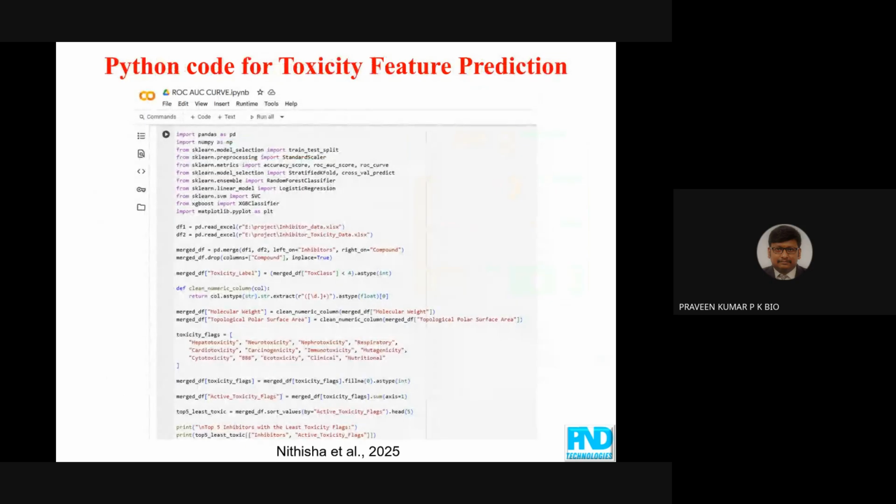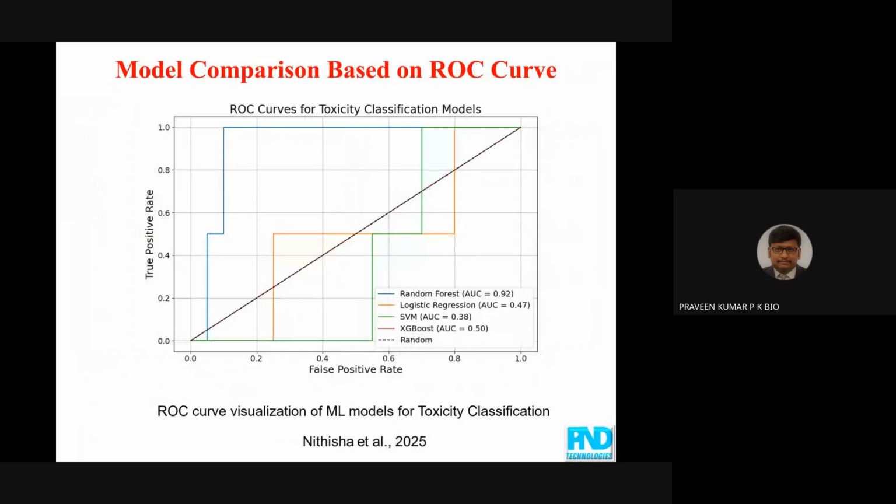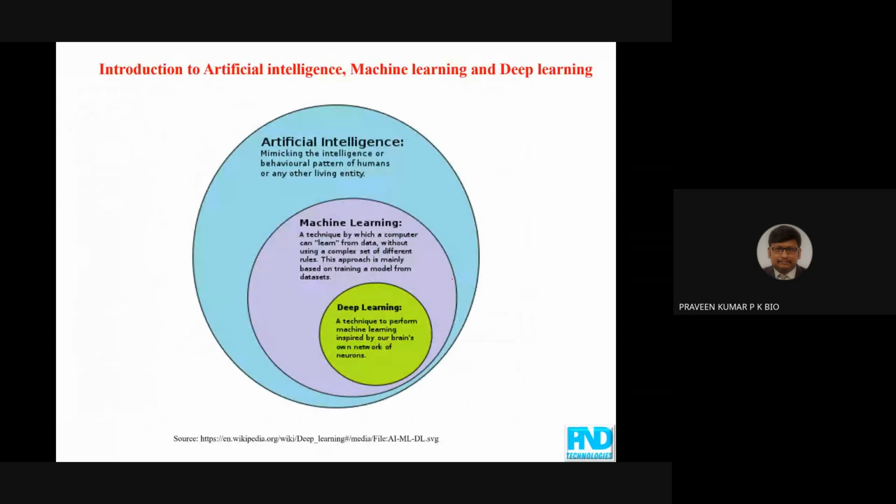She has written Python code for toxicity feature prediction, and this is the Python code for toxicity processing and ROC analysis, and this is the final output she received from the ROC. So she determined, according to the AUC, that the random forest algorithm is the best algorithm for our research.